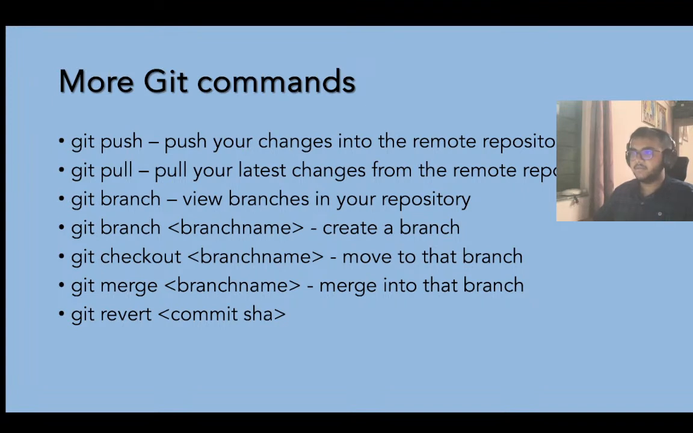And then we have git pull, which will pull all the latest changes from your remote repo. Git branch will let you see all the branches that are there in your repo, and if you write git branch and then give a new branch name, that will create a branch on the repository. Then you can say git checkout and your branch name, and you will move to that particular branch.